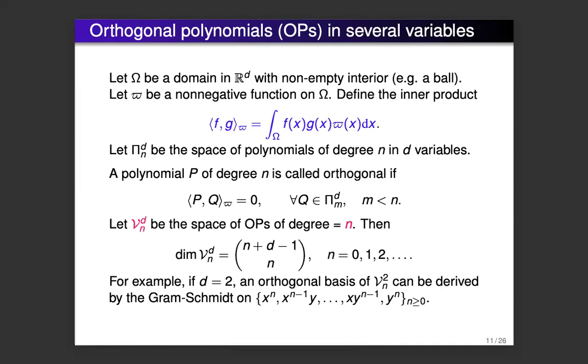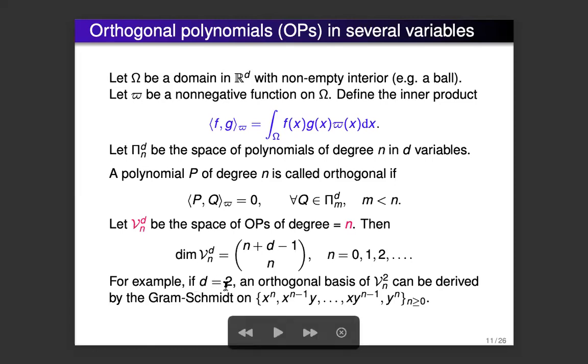In one dimension, that's all of it. In multiple dimensions, things are a little bit different because you have many polynomials of the same degree. Just like x^n, that's degree n, that's also degree n, that's also degree n, that's also degree n. So let V_n^d be the space of orthogonal polynomials with degree equal to n. Then the dimension is that many. For example, if d equals 2, you really have n plus 1 of them. So in one variable, we have only one. For d equal to 1, you have only one. But for d equal to 2, you have n plus 1 of them.